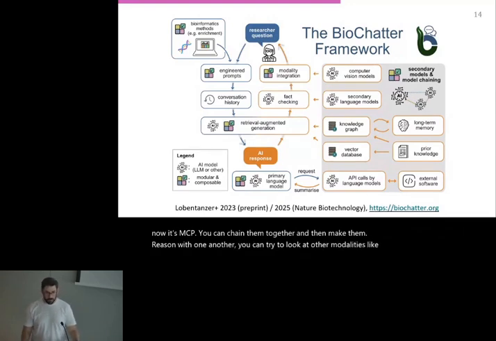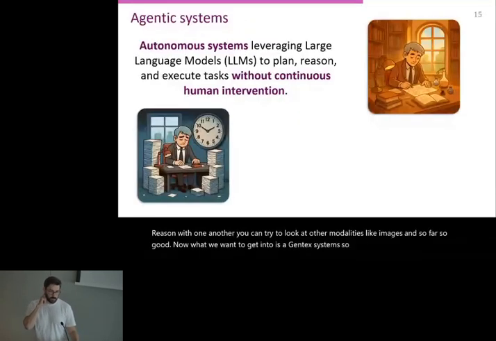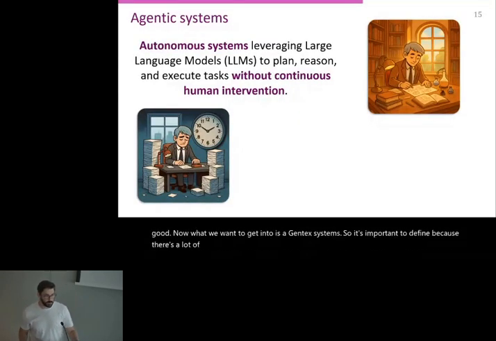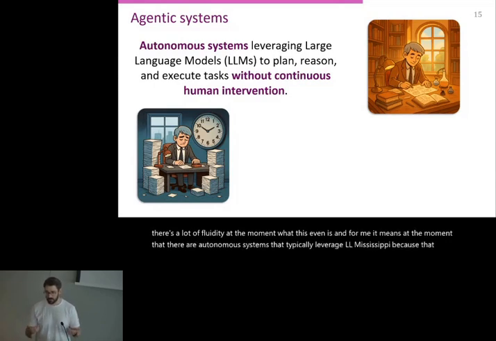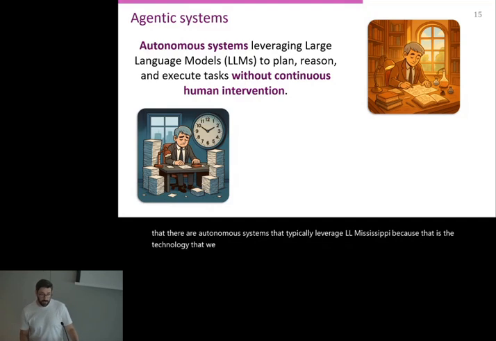Now what we want to get into is agentic systems. So it's important to define, because there's a lot of fluidity at the moment, what this even is. And for me, it means at the moment that there are autonomous systems that typically leverage LLMs, because that is the technology that we have. And they plan and reason and execute tasks without the need for continuous human intervention.